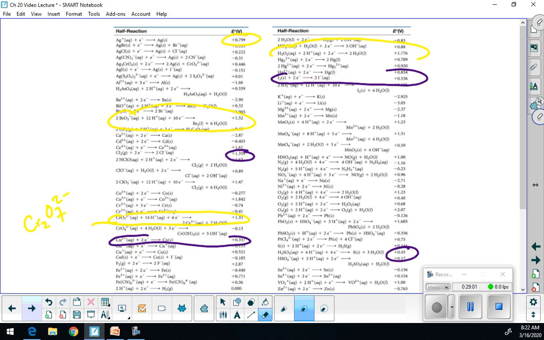Okay, where's my mercury? Looks like mercury is going to mercury liquid, right? So it's a 0.789 volts. You guys agree with me on that? And what's my iodine? My iodine is a 0.536 volts. Good, so let's go there.